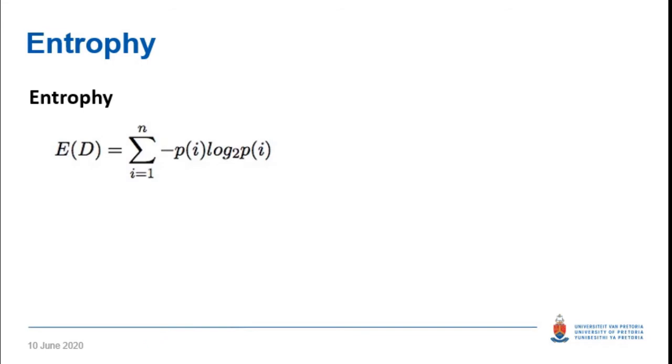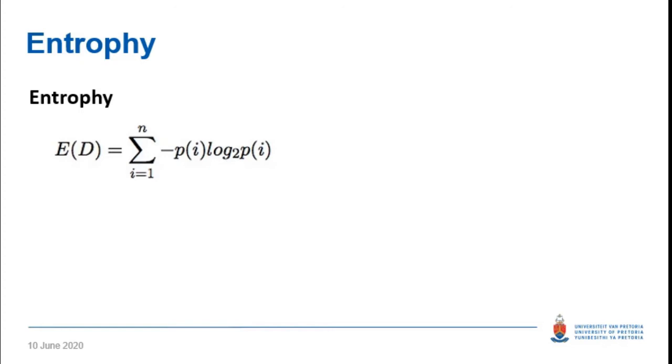So entropy is represented as E of D. Our D there represents the decision to be made. So for example, whether you're going to decide to play netball or not, that would be the decision. Alternatively, if you want to look at whether a flower is a rose or not, that would be the decision. So different classification problems will have different decisions.